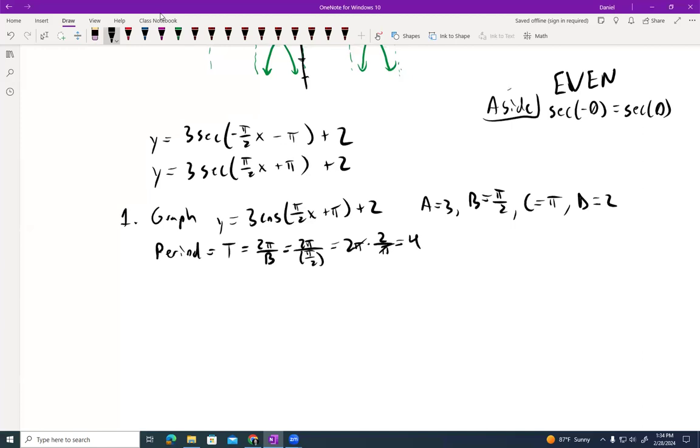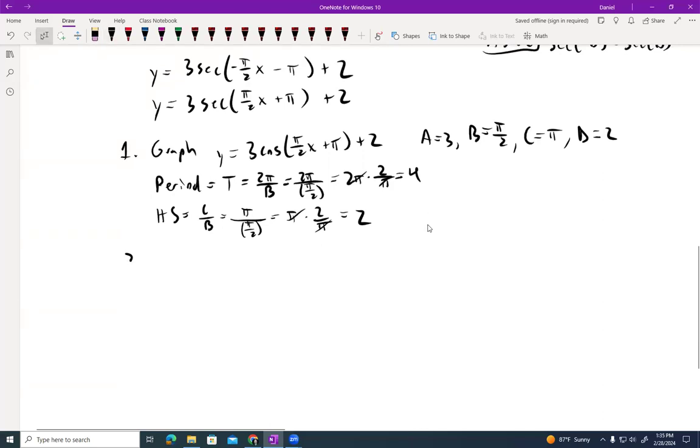Horizontal shift is always c divided by b. So we're just going to plug in our c, plug in our b. So pi divided by pi over 2, so we're going to get pi times 2 over pi. My pi's cancel off, and I just get 2. So exactly the same as it was for the cosecant graph. Oh, sorry, that's part A of graphing cosine. Now, part B of graphing cosine is that we have to do the x values, and it is the same x values as I had before. It's just the horizontal shift.